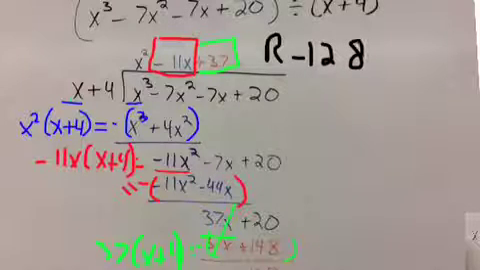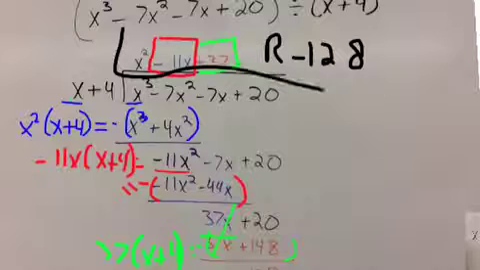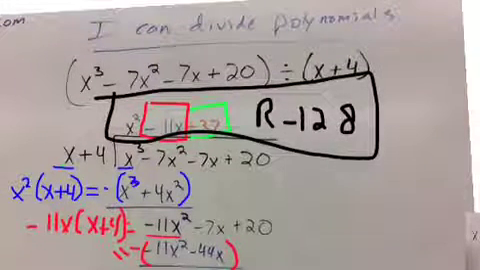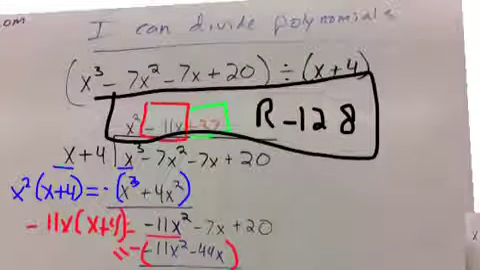So your final answer is this guy right here, which shows you that x plus 4, or negative 4, is not a 0 of x cubed minus 7x squared minus 7x plus 20. Now, that's a lot of work.